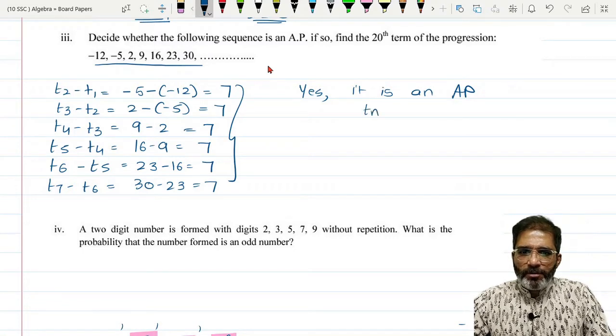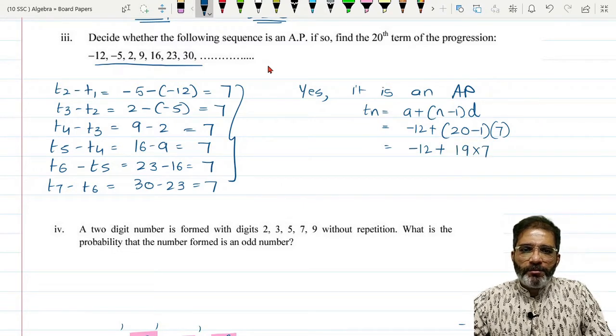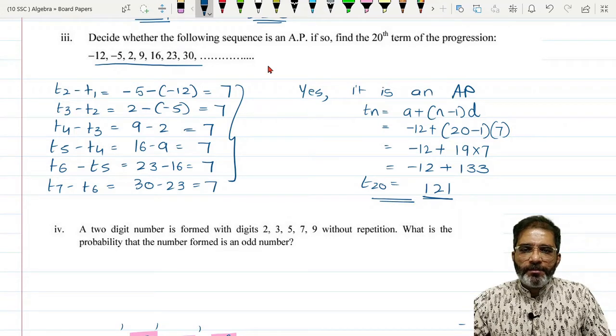So now we have to find out an equals to a plus n minus 1 d. We have to find out the 20th term. So that is a is minus 12 plus 20 minus 1. The value of d, we got it as 7. So that is minus 12 plus 19 into 7, minus 12 plus 133. So the answer is 121. Okay, so the 20th term is 121.